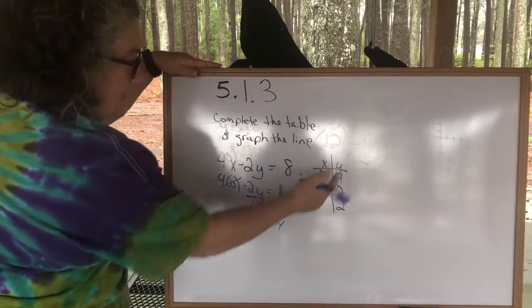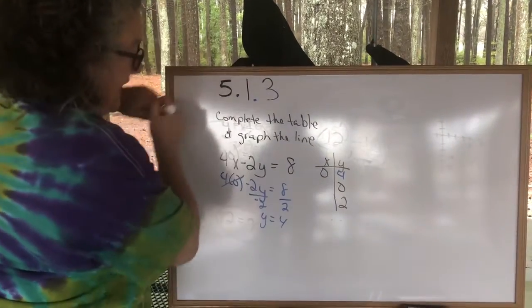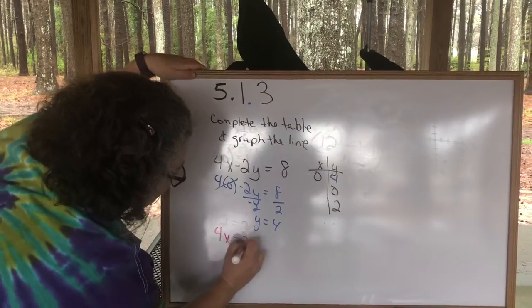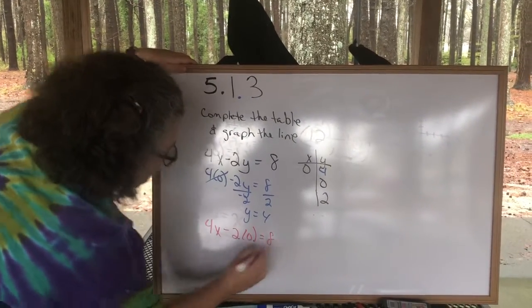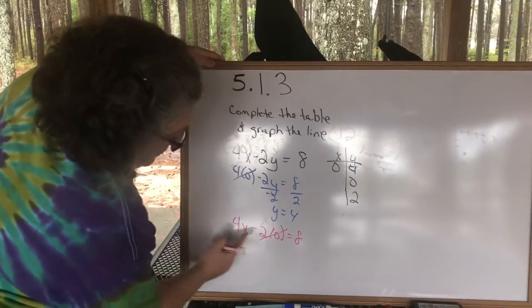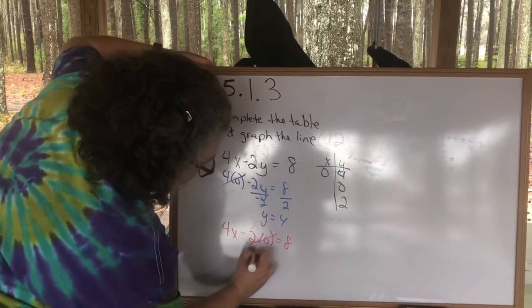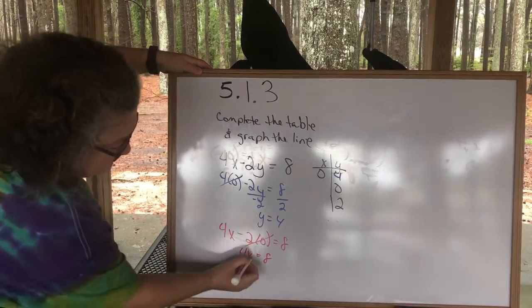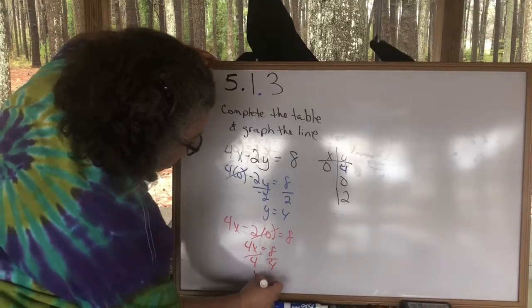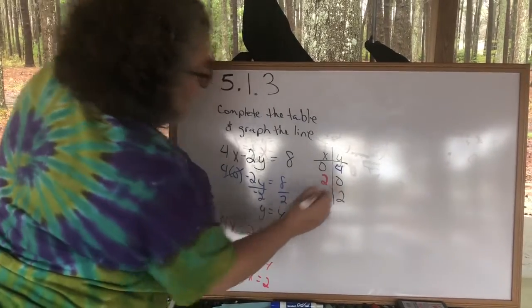So now I'm going to go with the 0 equals y. So I'm going to have my 4x. I have 4x minus 2 times 0 equals 8. 0 times negative 2, that would be 0. And then I have 4x equals 8. I better write that down. And then I can divide both sides by 4. So x equals 2. So then I come over here and I put my 2 there.